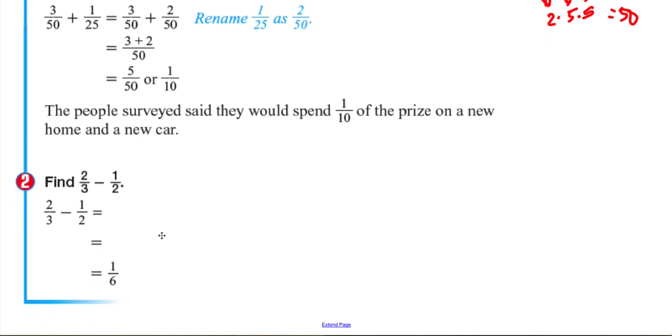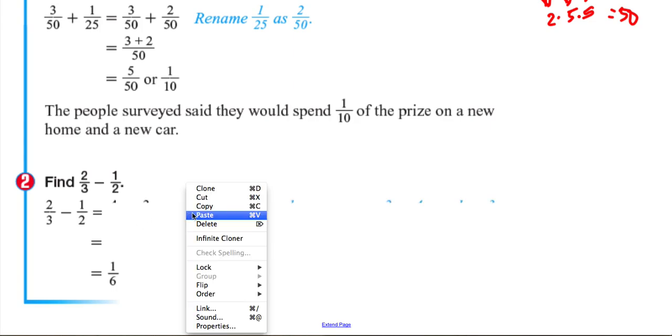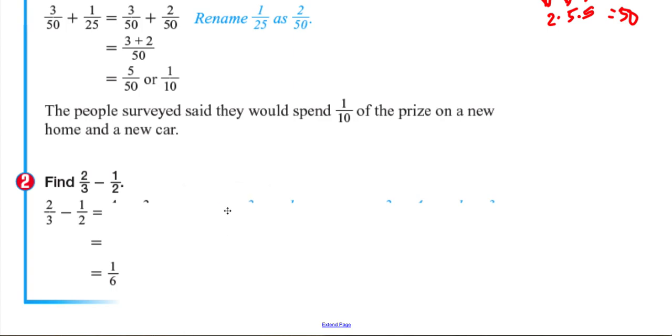Let's take a look at this problem: 2/3 minus 1/2. If we look at our denominators, they are not the same, so we need to find the LCD of 3 and 2. The LCD of 3 and 2 would be 6.